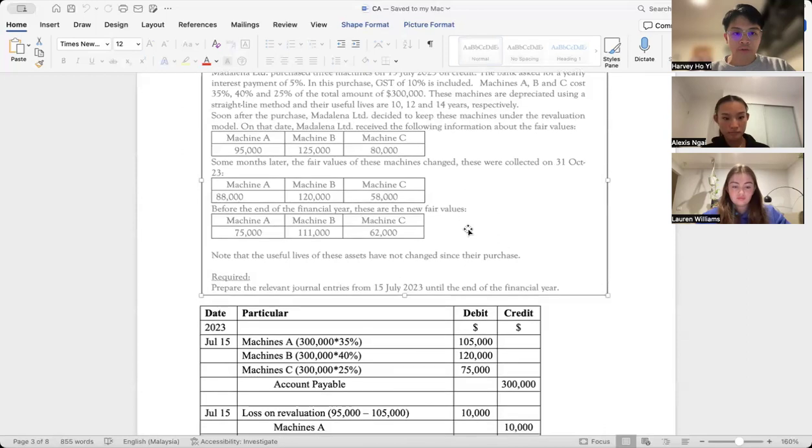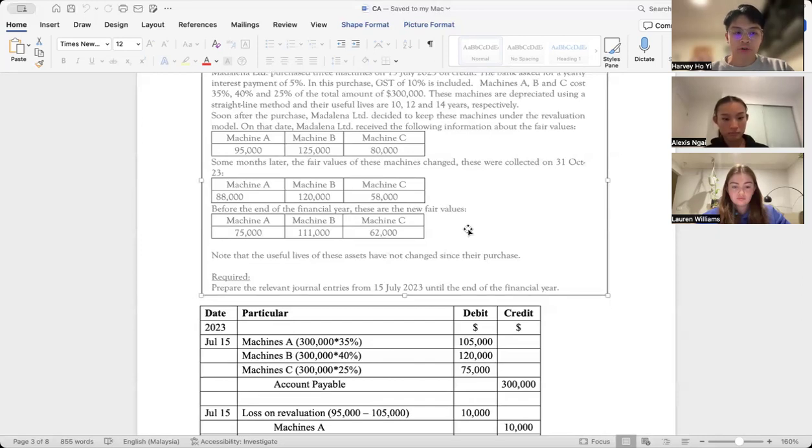After a few years, the fair value of these machines changed again. Before that, we have to depreciate the machines, but only from July to October, because the revaluation starts at October. After that, we start to record the new valuation. Machine A has 3,833 of loss on revaluation. Machine B has 1,528 of loss on revaluation, and machine C has 20,095 of loss on revaluation.